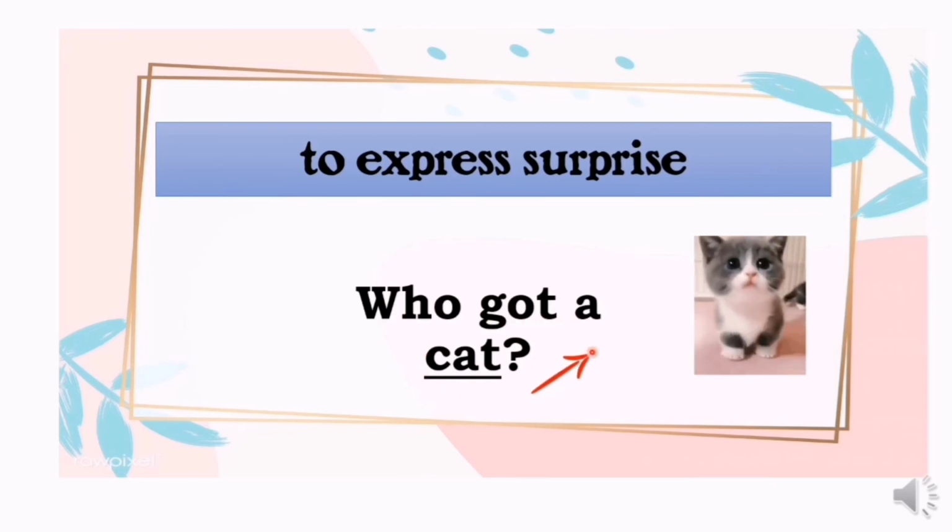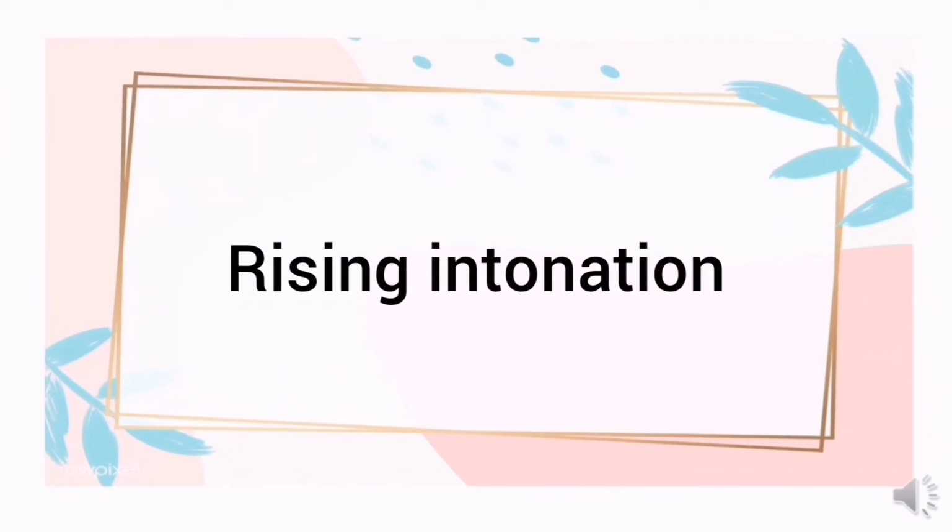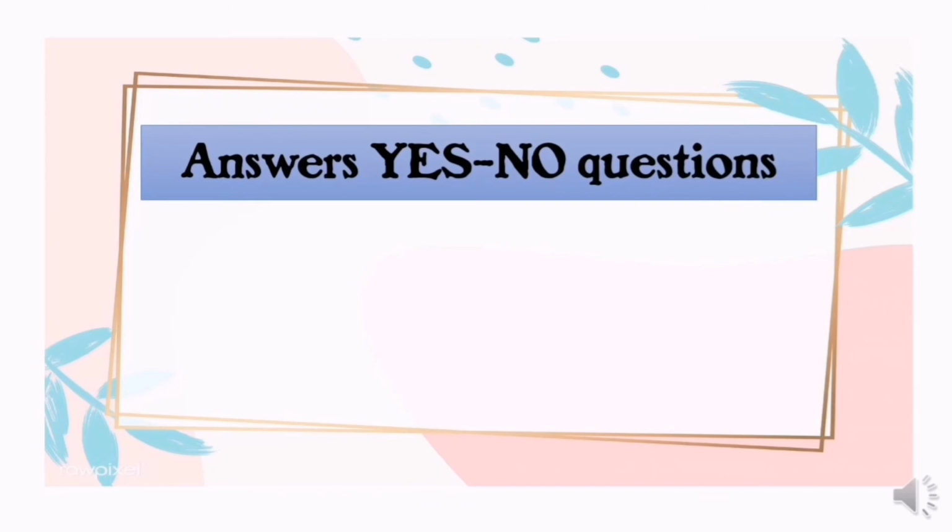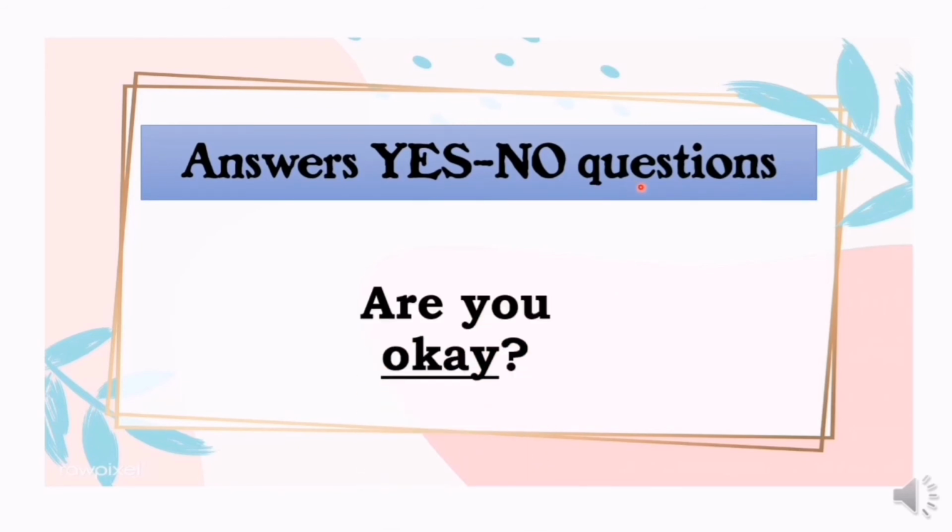Great job. Rising intonation is also used in answering yes or no questions. For example, are you okay? As you can see, the underlined word okay is in the rising intonation. Let's read it again. Are you okay? Now, it's your turn.